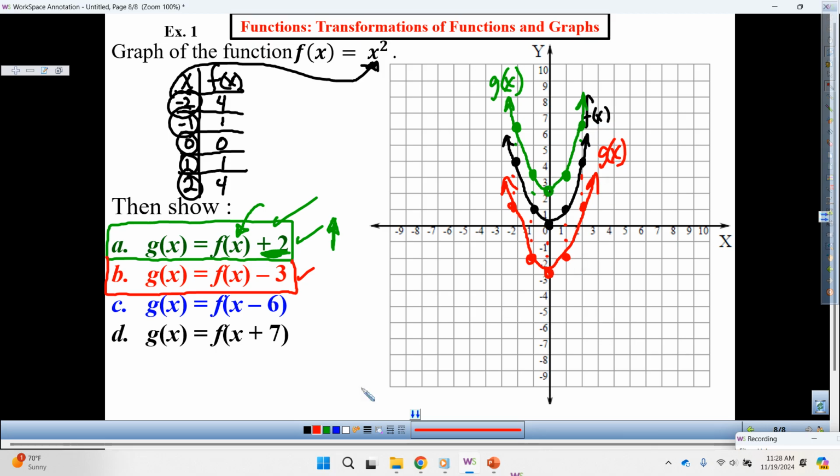Let's go to the blue one. Write that one in blue. Part C is g of x equals f of parentheses x minus 6 inside of the parentheses. All right, pop it over to your neighbor. Let them know where this is going to take the original black f of x.